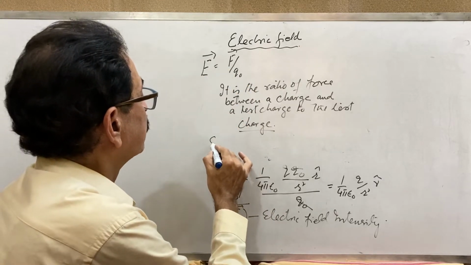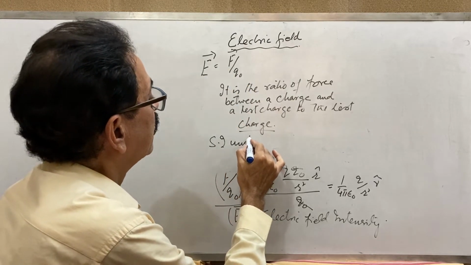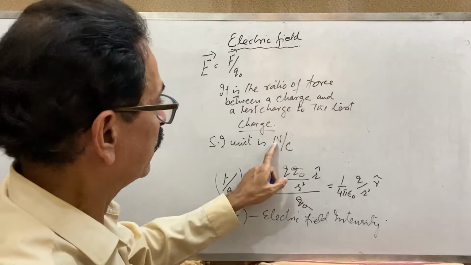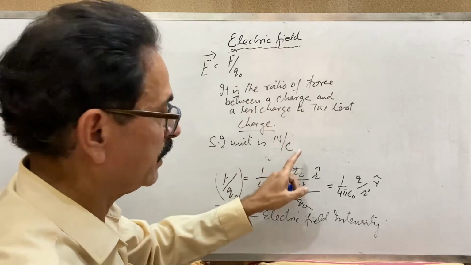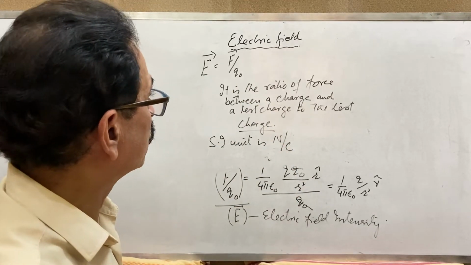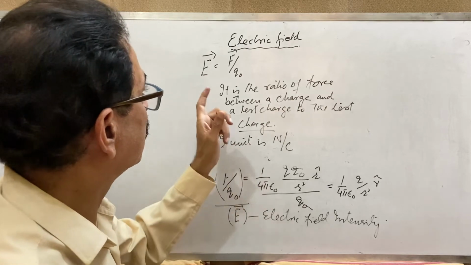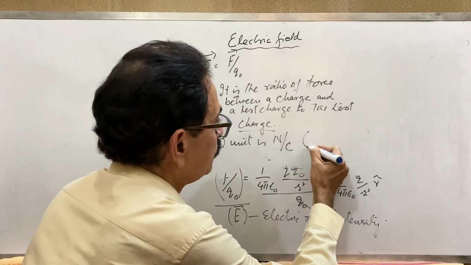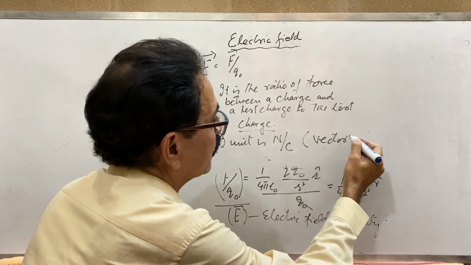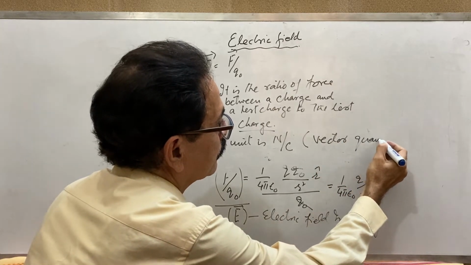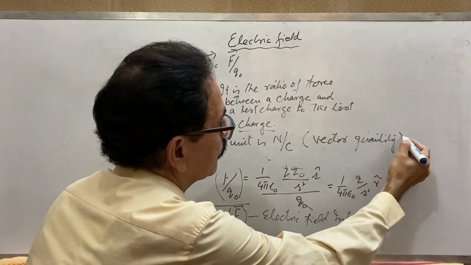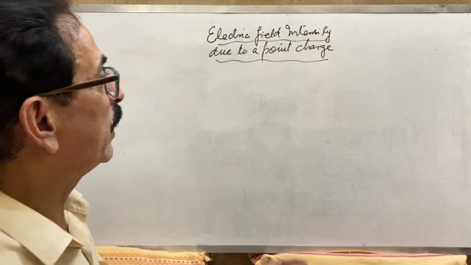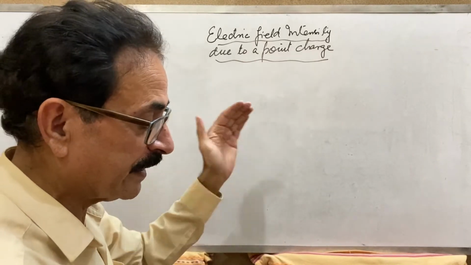Its SI unit is Newton per Coulomb. Newton for force, for charge, it is Coulomb. Newton per Coulomb is the SI unit of electric field intensity, and it is a vector quantity. Now, electric field intensity due to a point charge. We will go with this topic now.